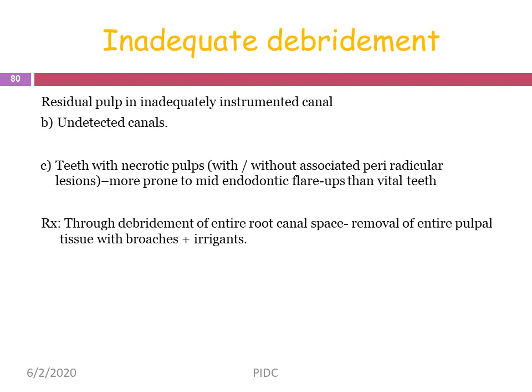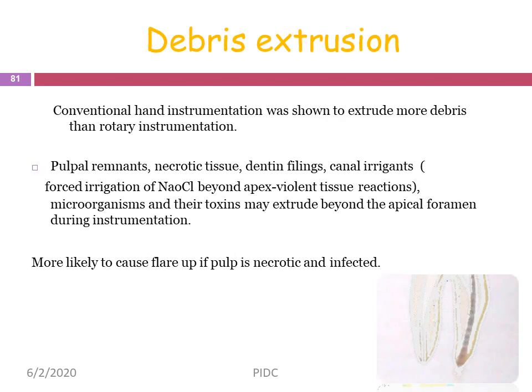So when you are dealing with non-vital teeth, please make sure that you are placing thorough amount of intracanal medicaments so that the calcium hydroxide can actually take care of the infection which is present in necrotic pulps. Okay, so thorough debridement of the entire root canal space, the removal of the entire pulpal tissue with broaches and irrigants, and the placement of intracanal medicaments is the treatment for your inadequate debridement.